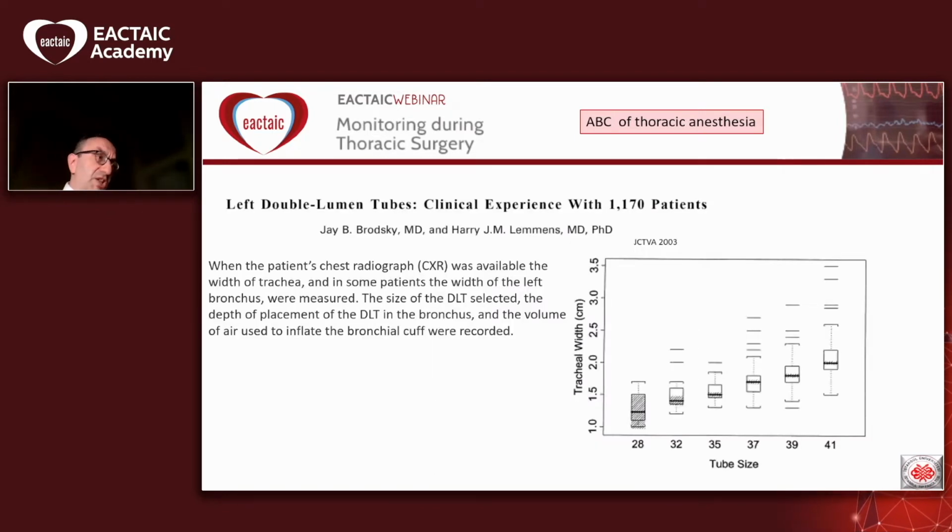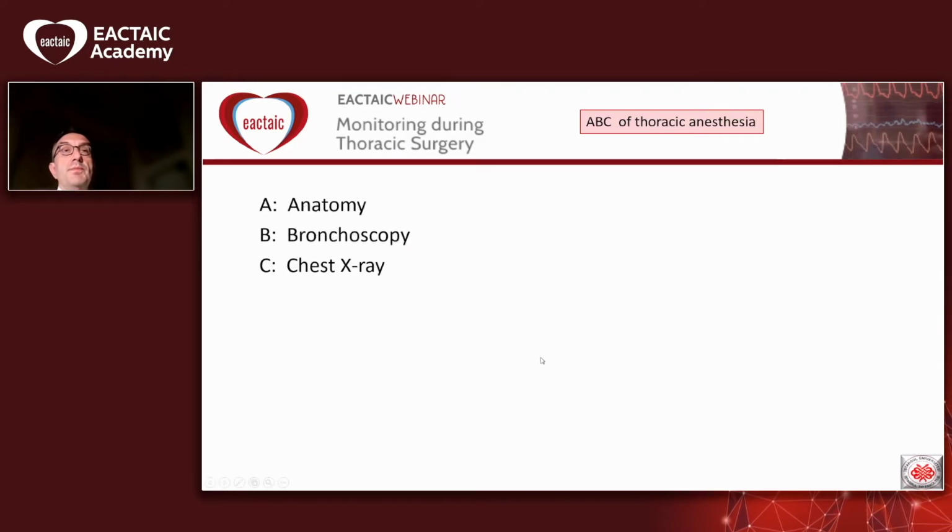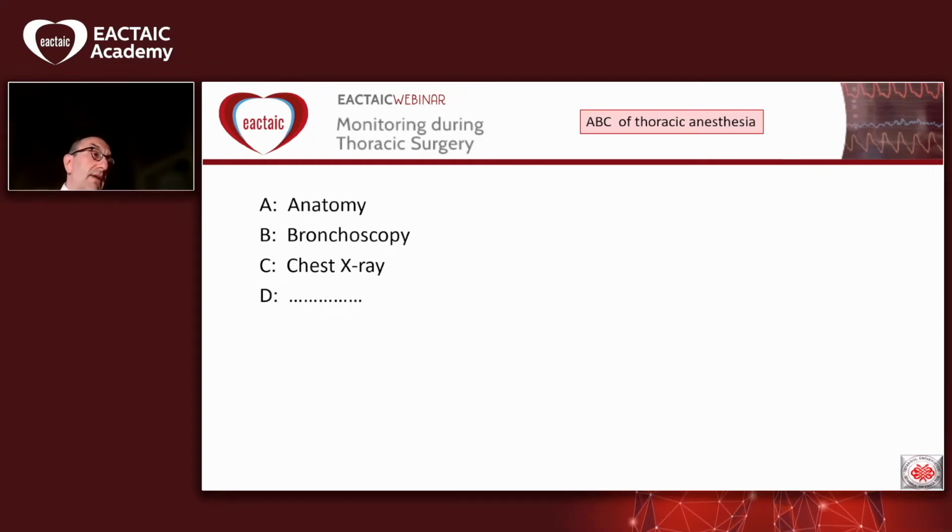The chest X-ray can help you also for your decision about the size of the double lumen tube, and sometimes about how far you should approximately insert your double lumen tube. So this was the ABC, and probably we will have some other letters too, and I will inform you about the next letter in the next slides.